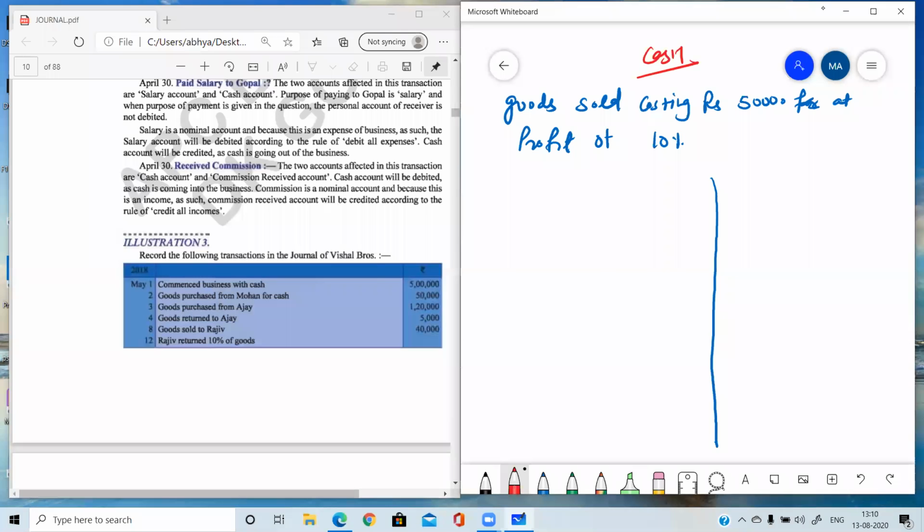So two accounts are involved here, cash, and whenever goods are sold, sales account is there. And when goods are purchased, purchase account is there. So for goods, sales and purchase accounts will be used, not the stock or goods account. Okay. So cash account is an asset and sales account is a revenue. So when we are selling goods, cash is incoming. So cash is increasing and revenue is also increasing.